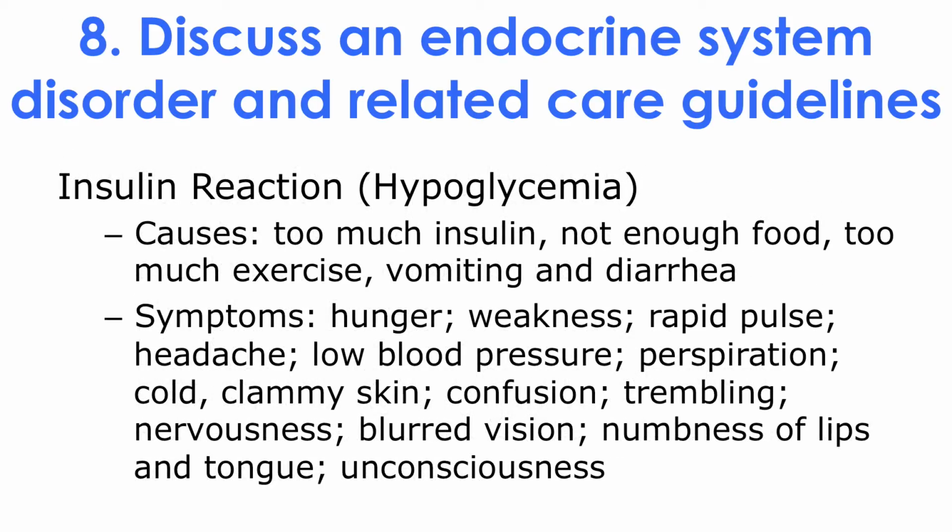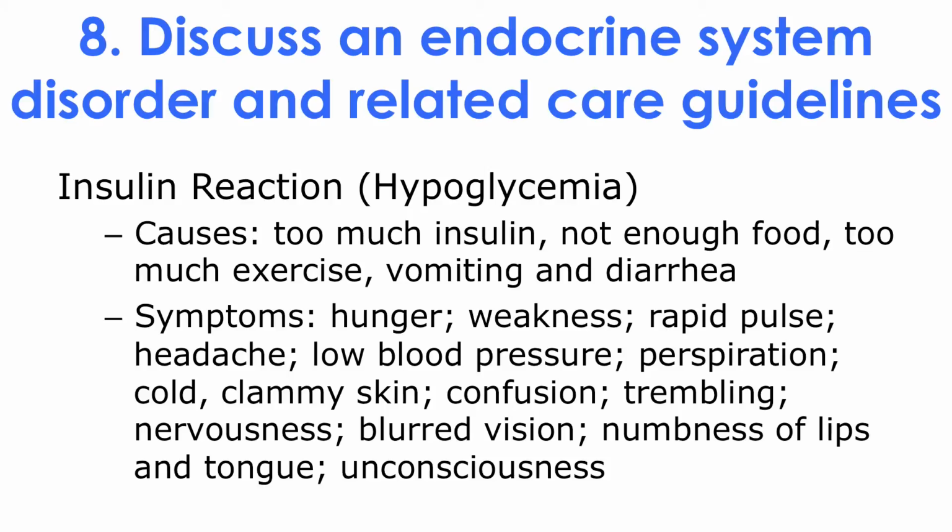So let's talk about the reaction to insulin, all right, or hypoglycemia, all right? The cause is too much insulin. If we give too much insulin, or not enough food after we give, let's say, the standard dose of insulin, or too much exercise, vomiting and diarrhea, all right, these are things that can cause hypoglycemia. So symptoms of hypoglycemia, of low blood sugar, are hunger, weakness, rapid pulse, headache, low blood pressure, perspiration, cold, clammy skin, confusion, trembling, nervousness, blurred vision, numbness of lips and tongue, and unconsciousness.